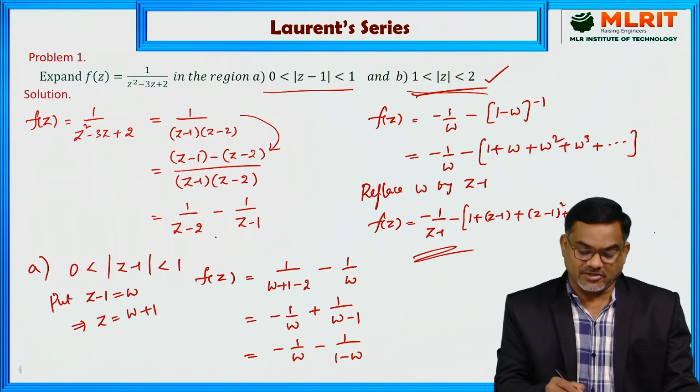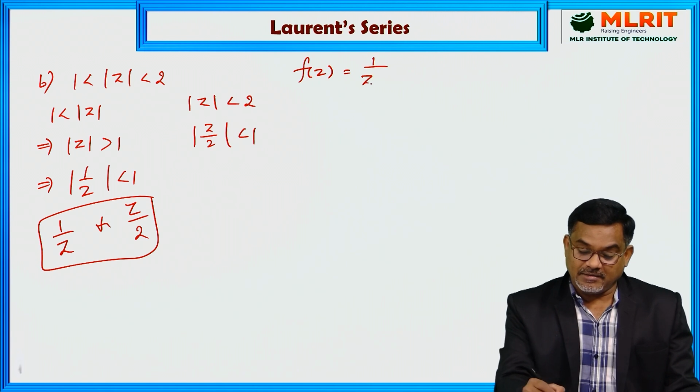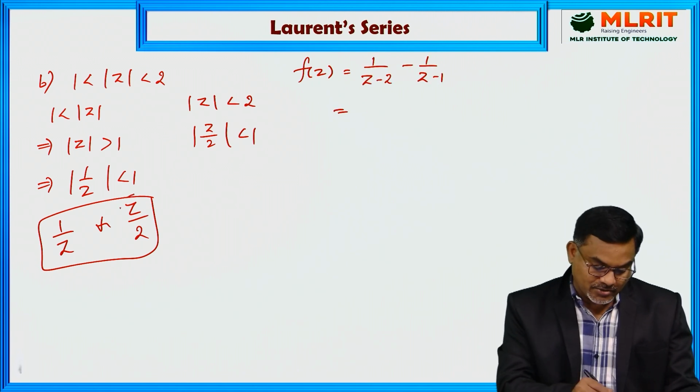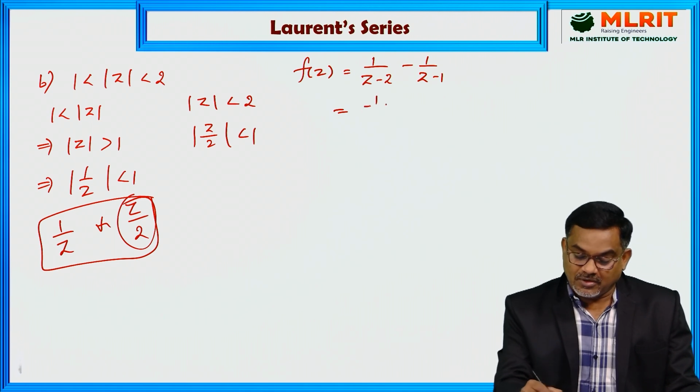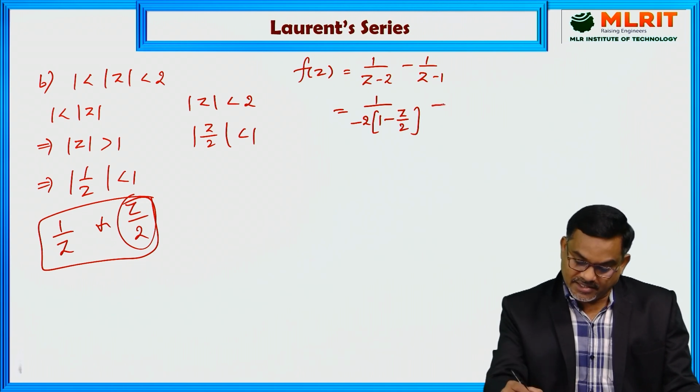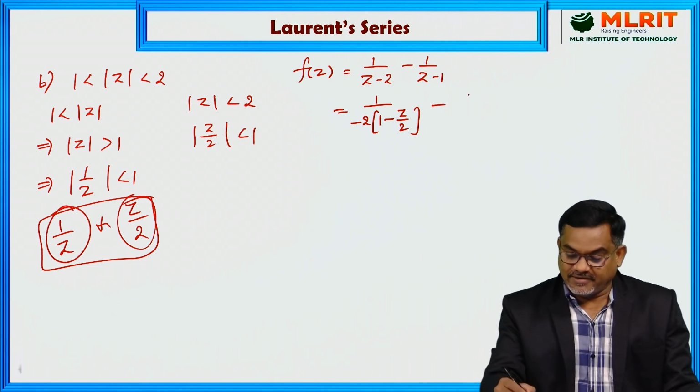1 by z minus 2, minus 1 by z minus 1. So here I should get the z by 2 term. So minus 2 I will take common, then 1 minus z by 2. Here we have that term minus, and I need 1 by z. So 1 by z common, 1 minus 1 by z.